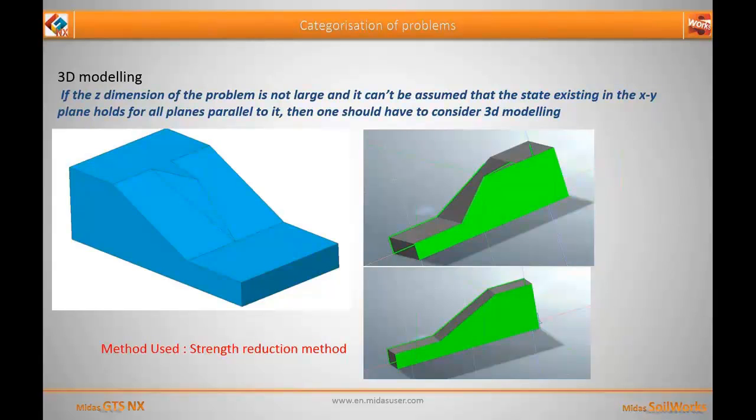Now the second type of problem is the 3D problem. This is the case when the z dimension of the problem is not very large, and you can't assume that the state existing in the xy plane holds for all the planes parallel to it. For example, you can see in the figure that there is a wedge kind of thing in the model. So if you consider two different planes, both will give you different factors of safety. So in such cases, you can't go for 2D modeling. And for 3D modeling, the method which can be used is the strength reduction method or the finite element method. So this is basically how we categorize the geotechnical problems whenever it comes to slope stability.